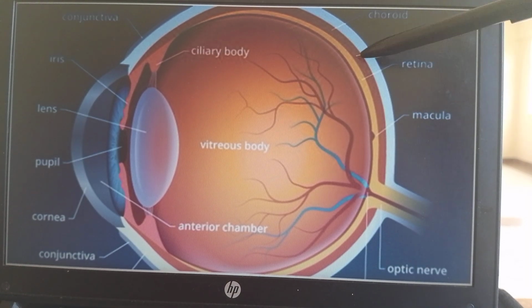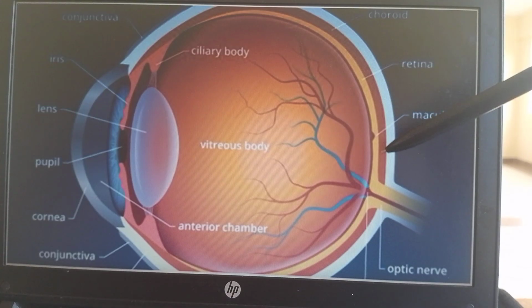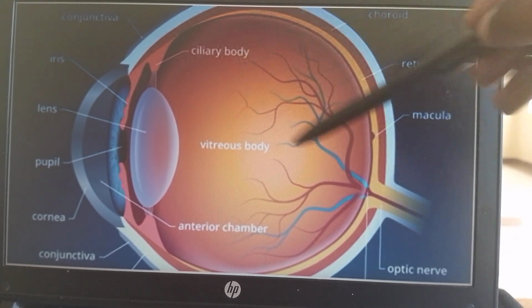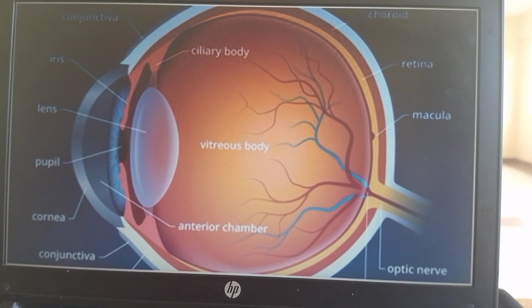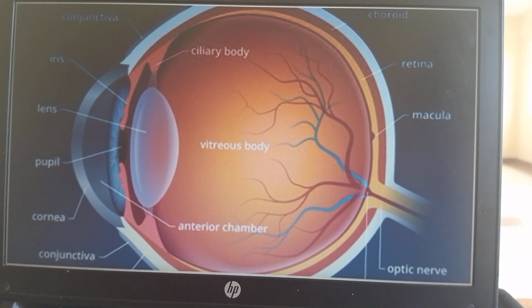The red structure you see here is the choroid, and the choroid contains blood vessels that also contribute in supplying blood to the eye. In that process, it also functions to regulate the amount of temperature on this layer we call the retina, among other functions.